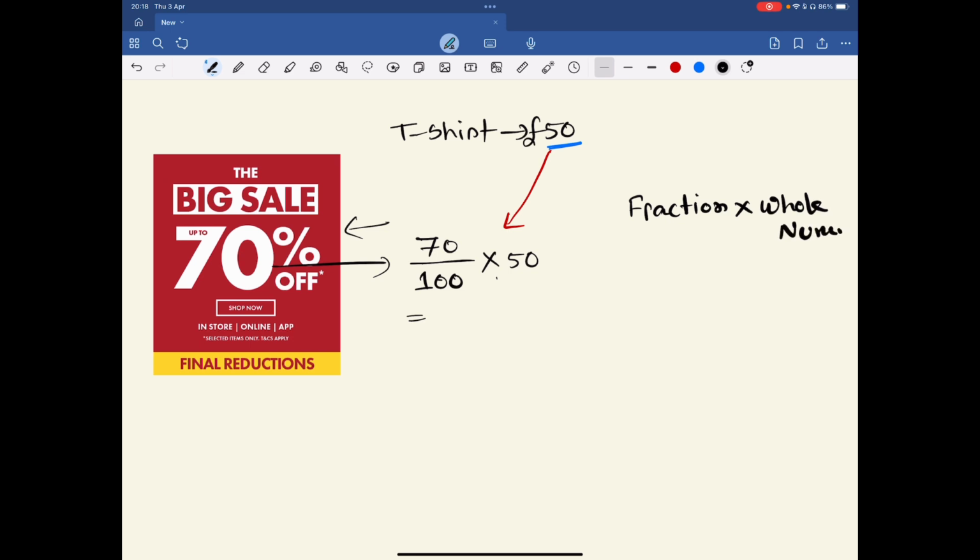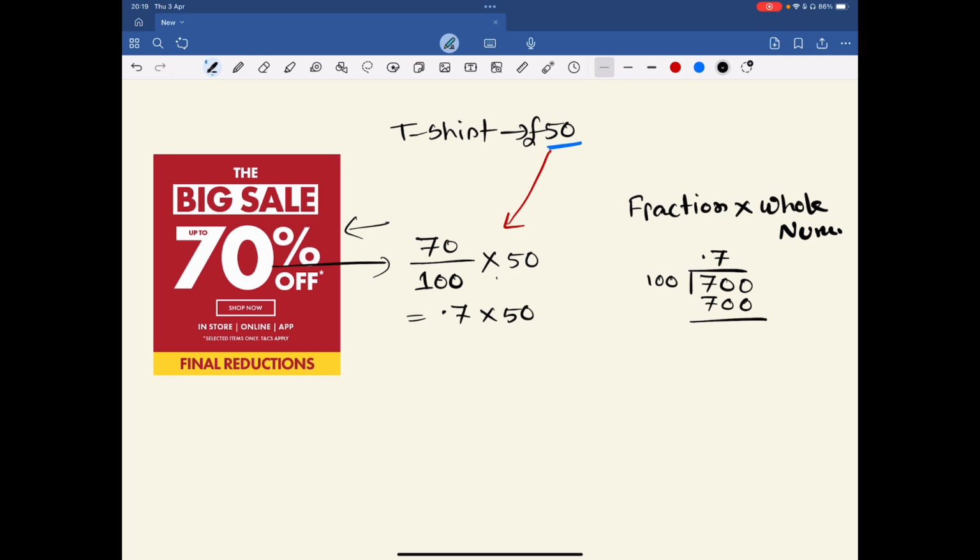So what you have to do? What does fraction mean? Fraction means 70 divided by 100, right? So find out what 70 divided by 100 means. Can you divide 70 with 100? No. So get a decimal and put a 0 there. And now you know 7 times 100 is 700. So 70 out of 100 means 0.7 and that 50 here.